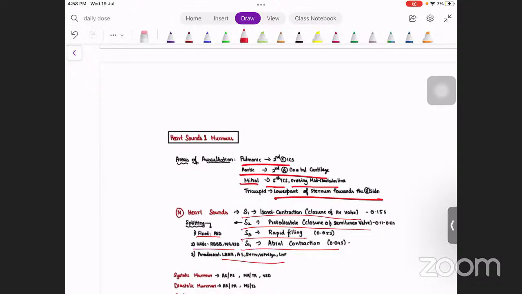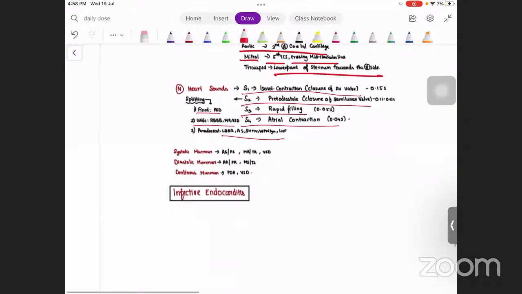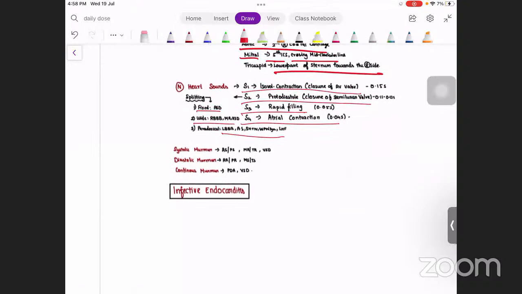Apart from that, the systolic murmurs are AS, RPS, MR, TR, and VSD, while the diastolic murmurs are AR, PR, MS, TS, which you may see. Continuous murmur is seen in PDA and VSD. Okay, how do you remember the systolic and diastolic murmur, people?